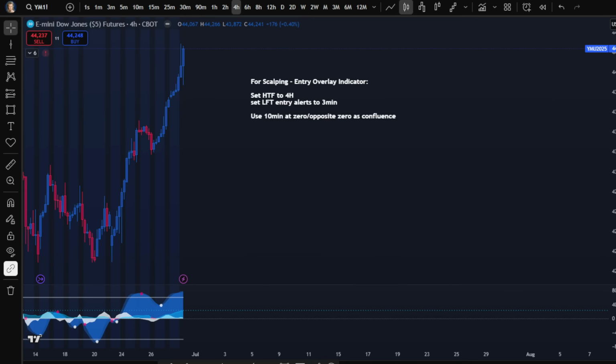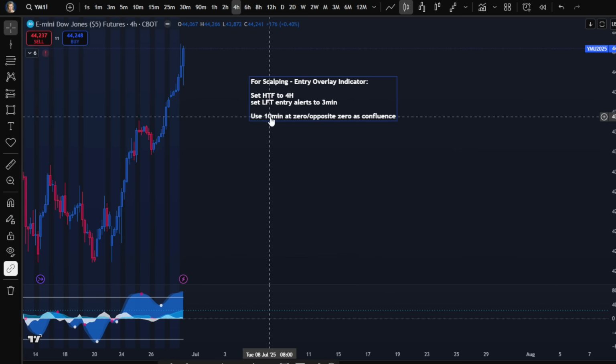So the last thing I want to talk about is the Confluence time frame for your entry. It's got nothing to do with directional bias. So for your entry, if the 10-minute wave is at 0 or on the opposite side of 0, that is a huge confluence to tell you that you are in the correct trade. Okay, we're going to go down and look at a few of these examples now.